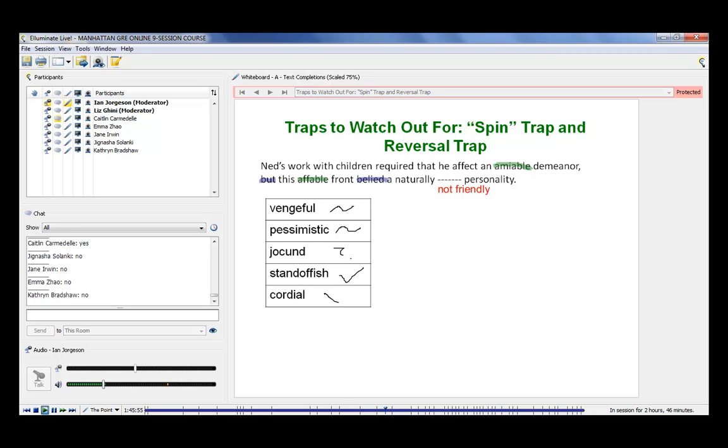Cordial's the exact opposite, right? Cordial's the exact opposite. Now, does anybody know jocund? Think about J-O-C, joke. Does that help anybody figure out jocund? If I just say joke.